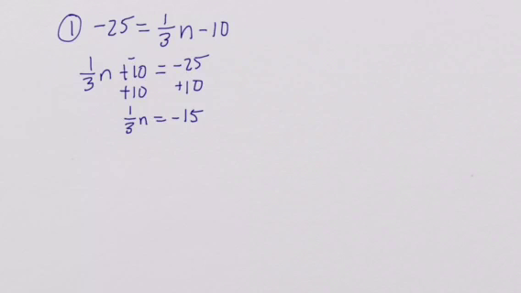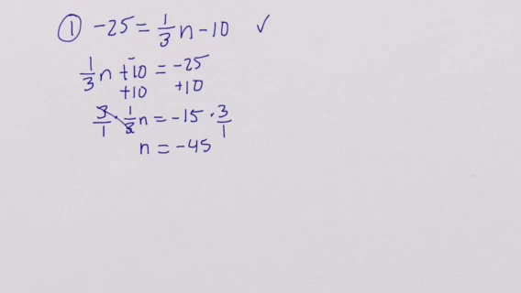Now we're going to ask ourselves, what math operation is the 3 doing? The 3 is dividing. So what's the opposite of dividing by 3? It's multiplying by 3. When we multiply by 3, we put it over 1 to make it a fraction, and multiply by 3 over 1 here as well, if you'd like. So those are going to cancel out. That's going to leave us with 1n is equal to negative 45.